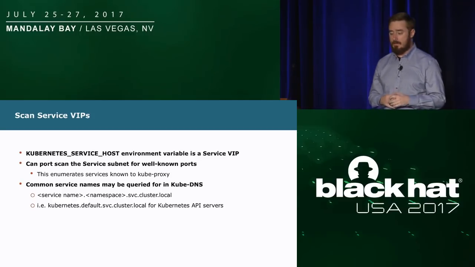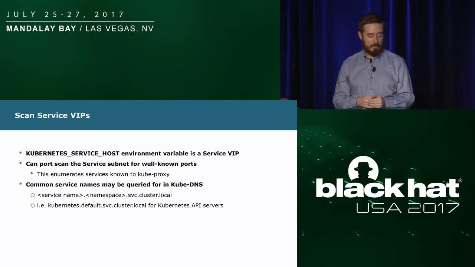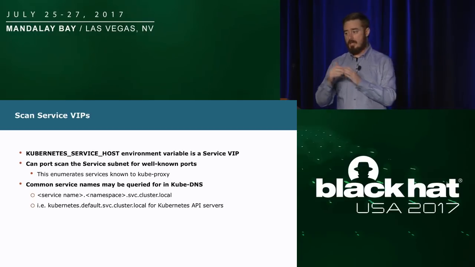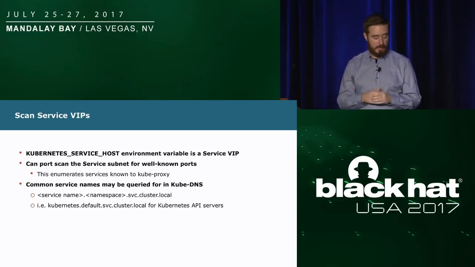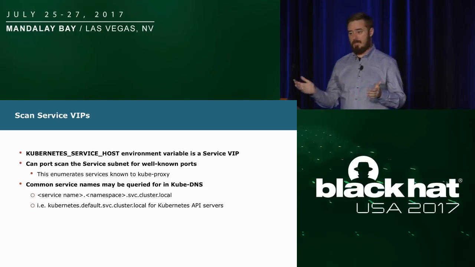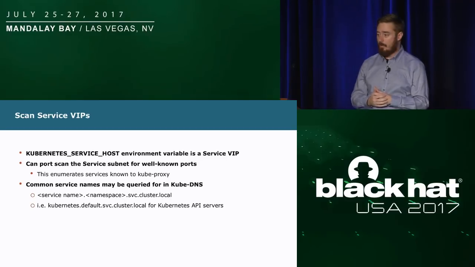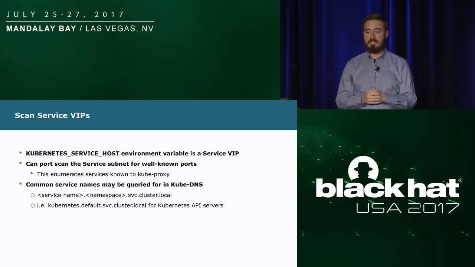So if you want to do that, it's pretty easy to find what the service subnet is. You'll have an environment variable, Kubernetes service host, that is a service IP that gives you the IP address of the Kubernetes master API. And so you can just port scan the subnet for well-known ports, look for services to actually interact with. Another way you can do this is just looking through service names in kubedns.